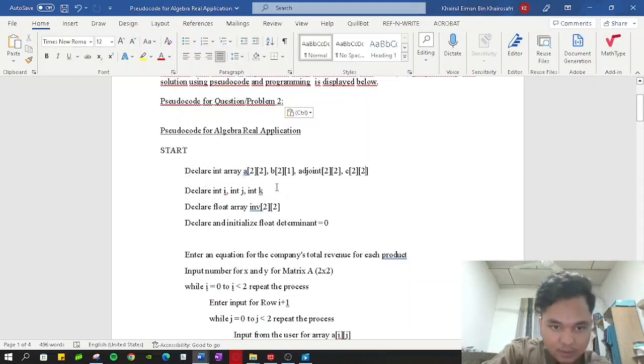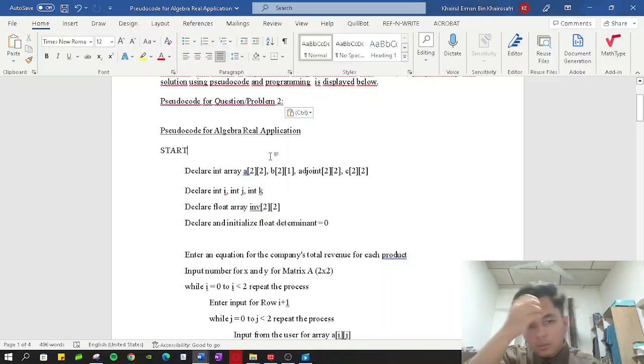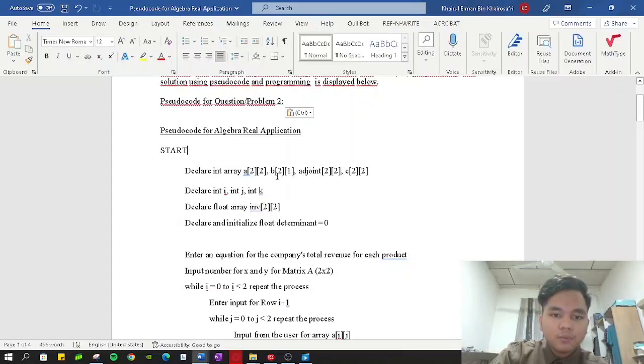Okay, the first is declaration and initialization. I declare int array A. A is for input 2 by 2, input for matrix A, B for input for matrix B, adjoint for adjoint, and C 2 by 2 is for the output, which is the result of the question.